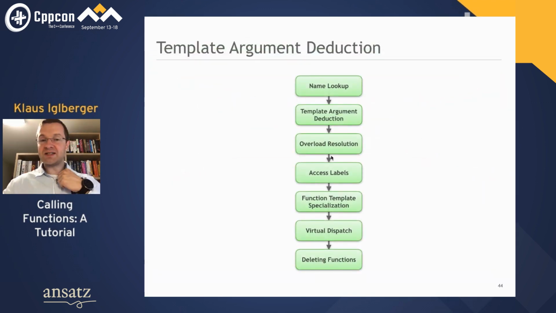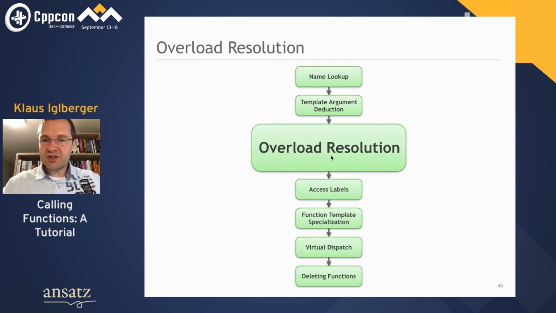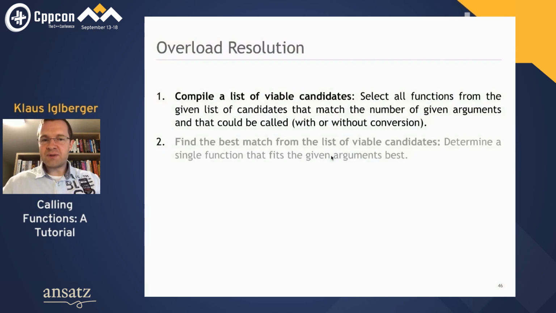Which, however, brings us directly to the third step, overload resolution. Overload resolution is probably one of the most complex steps in this entire thing, and definitely also takes a lot of space in the standard itself. Overload resolution itself is split into 2 steps. The first step is to compile a list of viable candidates. So from all the functions that I get from both name lookup and template argument deduction, figure out which functions are actually callable by the given arguments.